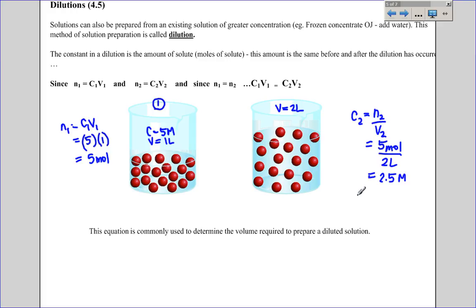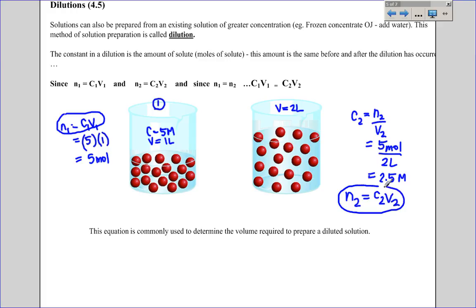And it comes from the fact that we know from over here that the number of moles that I have is equal to C1 times V1. So the number of moles in solution 1 is the concentration of solution 1 times the volume of solution 1. In this solution, I can say the same thing. The moles in solution 2 is equal to the concentration of solution 2 times the volume of solution 2.